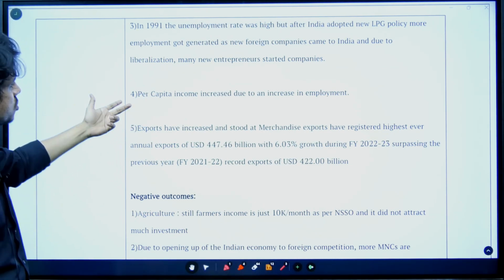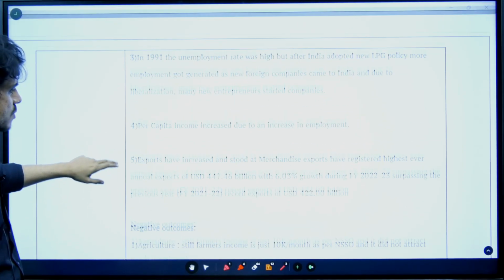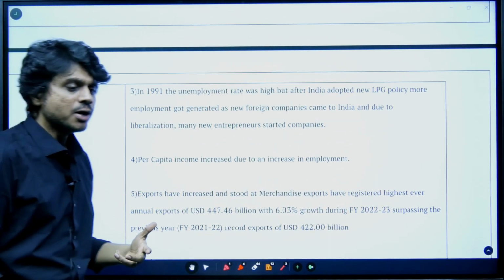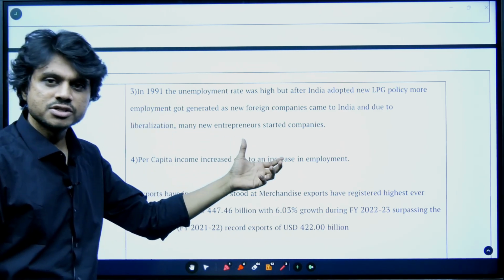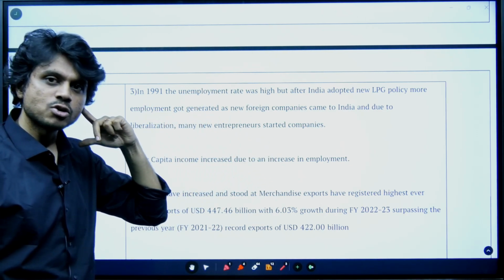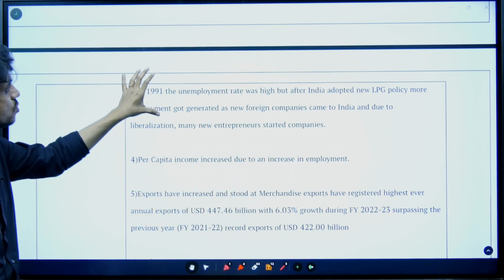Then we can also talk not just about the per capita income, we can also mention how the exports have been improved. So it is up to you which kind of dimensions you bring. It is basically asking the impact of the liberalization, or else the impact of the 1991 economic policy on the Indian economy. So you have that flexibility. I have just given you the direction.